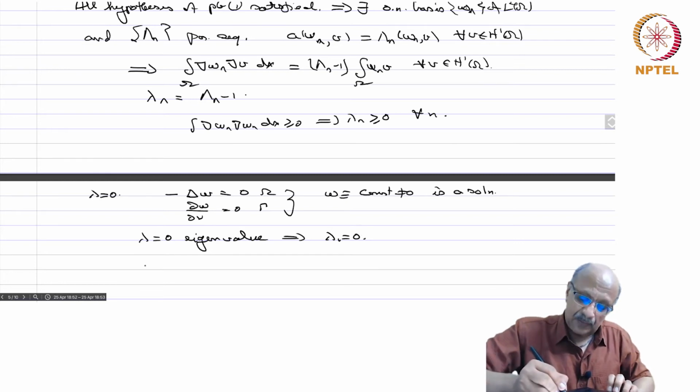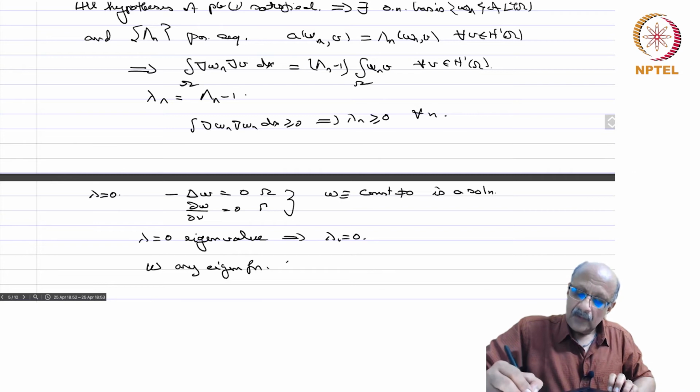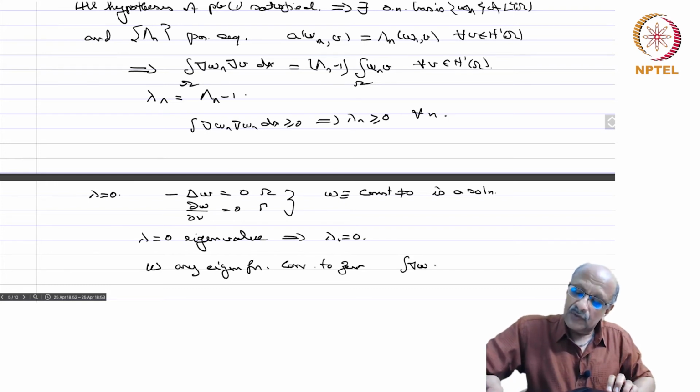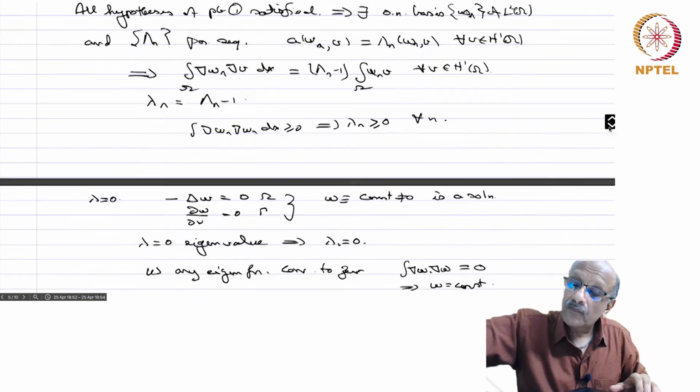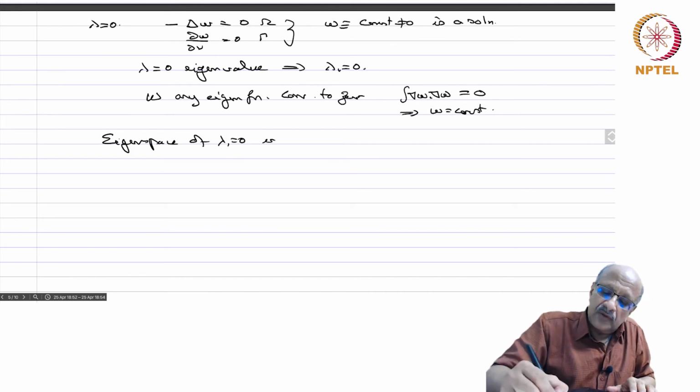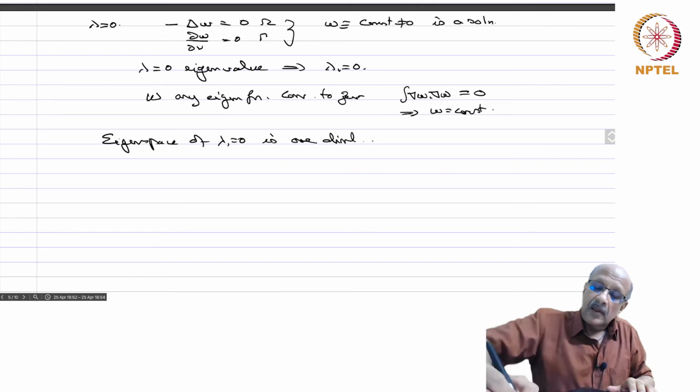And then what is the eigenspace? Suppose you have an eigenfunction for lambda equal to 0. What happens is, if w is any eigenfunction corresponding to 0, we have that the integral of grad w squared equals 0, and this implies that w equals a constant. So the eigenspace of lambda 1 equal to 0 is one dimensional, consisting of constants.